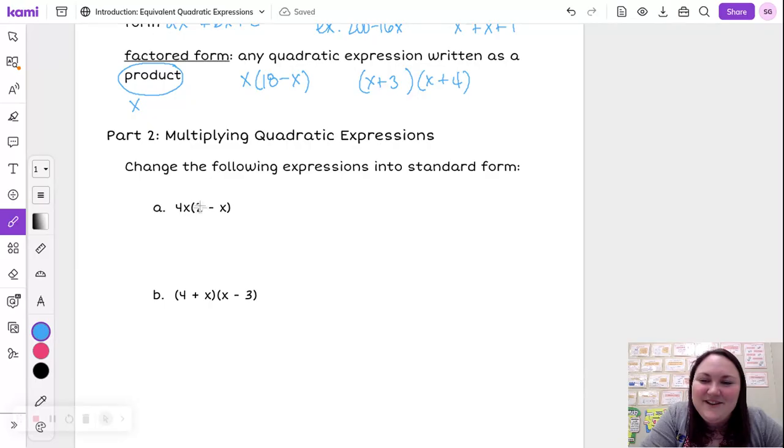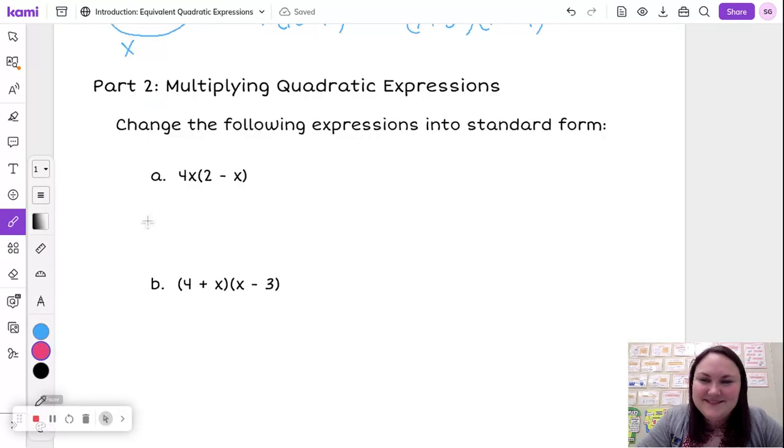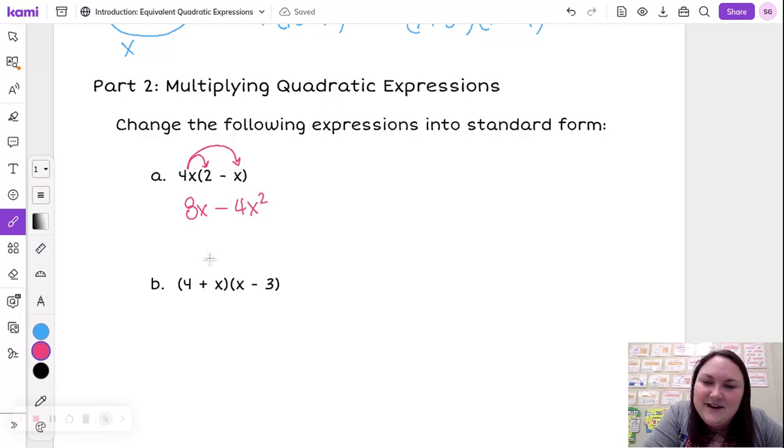Go ahead, pause this video and see if you can use multiplication and distribution to help you change that into standard form. So the way to change this expression here into standard form is using distribution. We've learned if you have something in front of parentheses like this, it means you are multiplying 4x by 2 and 4x by that negative x there. When you do that, 4x times 2 is 8x, and 4x times that negative x there is minus 4x squared.